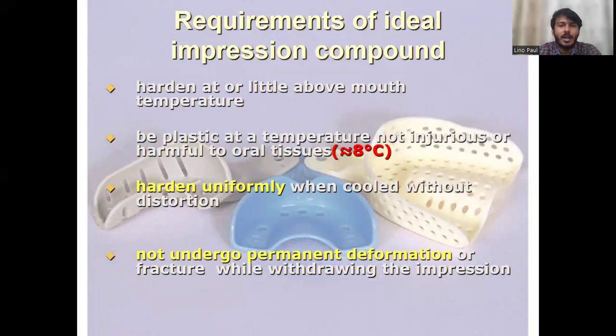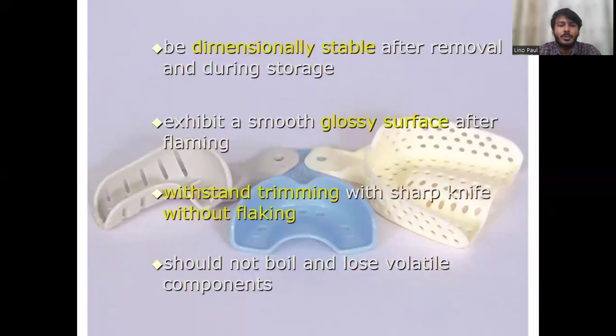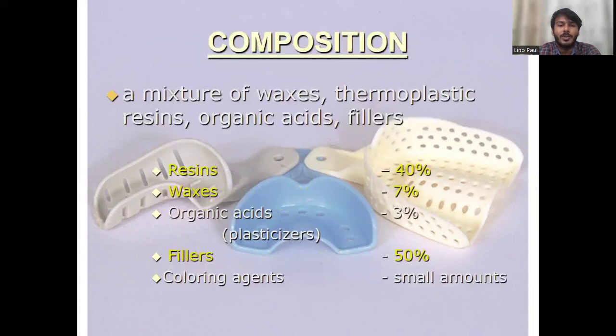Then requirements of an ideal impression compound: it should harden at or a little above the mouth temperature. It should be plastic at room temperature, not injurious or harmful to the oral tissues. It should harden uniformly when cooled without distortion. It should not undergo any permanent deformation or fracture while withdrawing from the mouth. It should be dimensionally stable after removal and during storage. It should exhibit a smooth, glossy surface after flaming. It should withstand trimming with a sharp knife without flaking. It should not boil and lose volatile components.